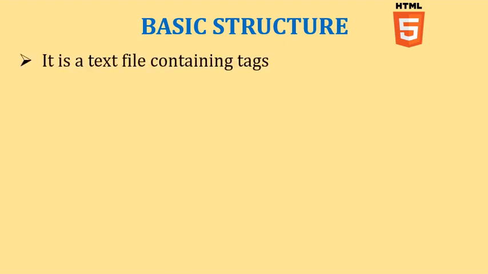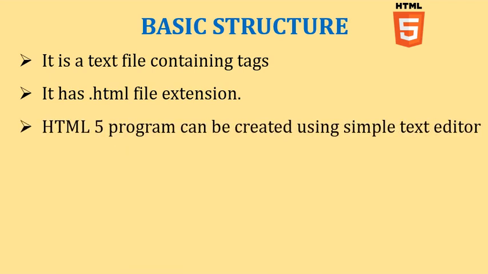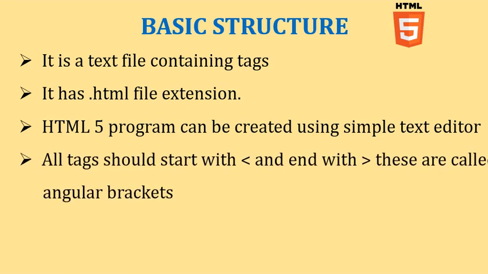The HTML file is a text file containing the text. Tags are the keywords which we use to write HTML codes. It has the .html file extension. When you save the HTML code you have to use the .html file extension to save the file. An HTML5 program can be created using a simple text editor, for example Notepad++ or any other text editor. In a computer, the default text editor is Notepad.